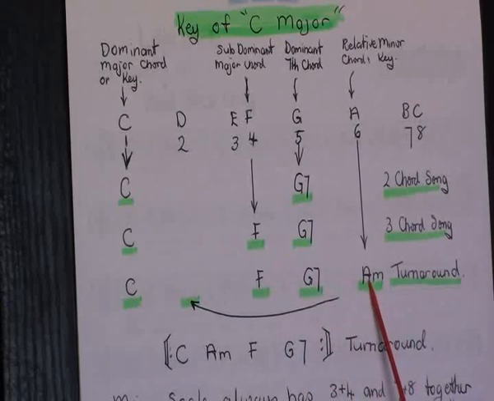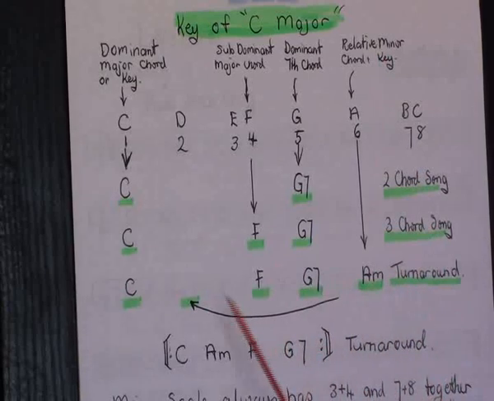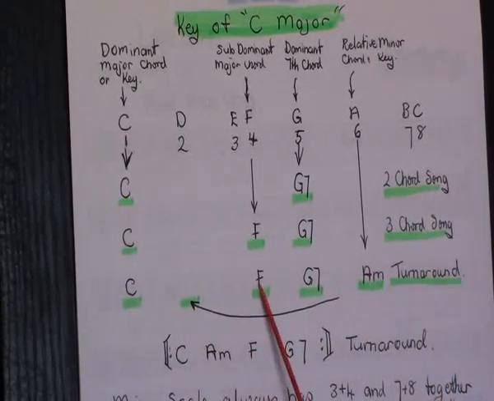Now we take the 6th, which is the relative minor, which is A minor, and we take that and put it in between the C and the F. So we end up with what we call a turnaround. We end up with C, A minor, F, G7. C, A minor, F, G7.